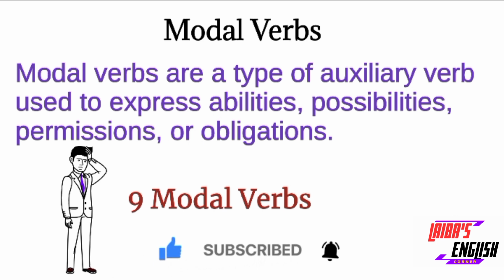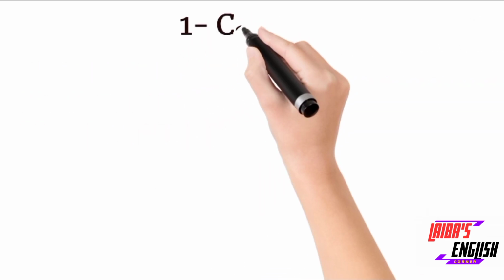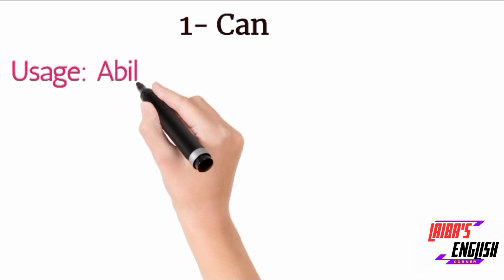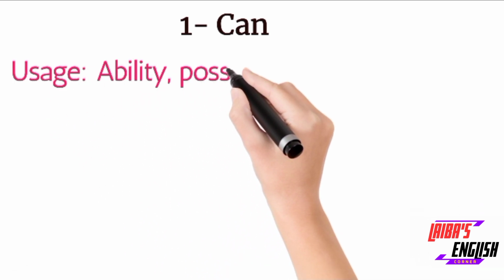So let's start with our video on modal verbs. We will explain modal verbs one by one in detail along with examples. The first modal verb is can. First of all, we will see the usage of can.